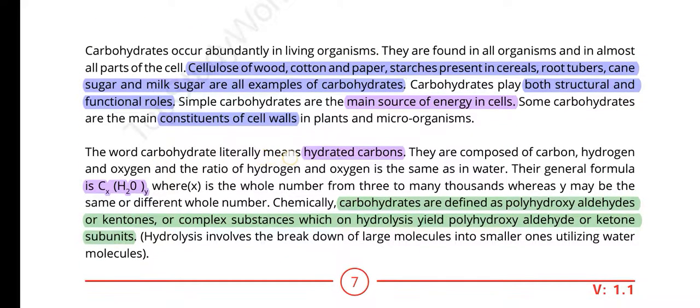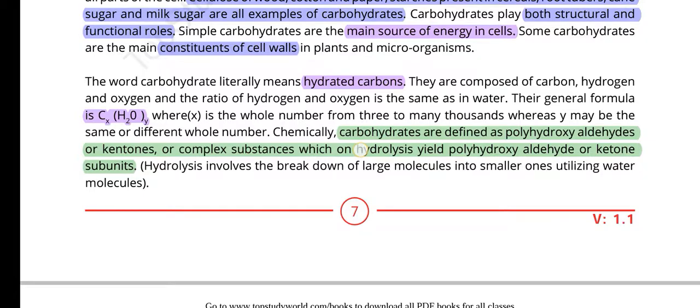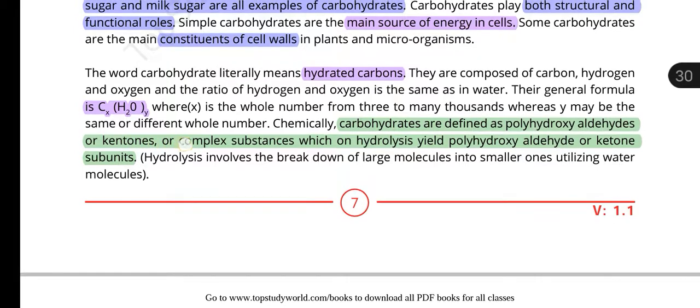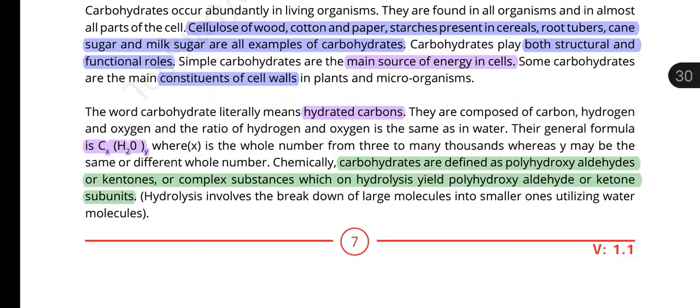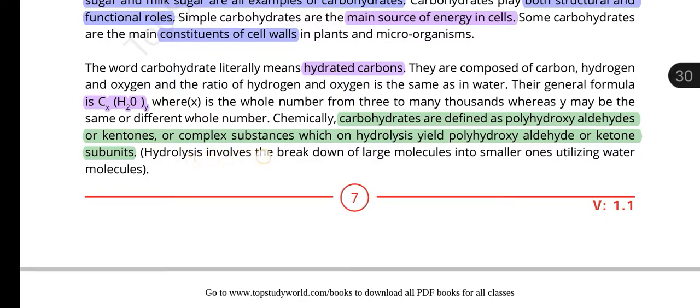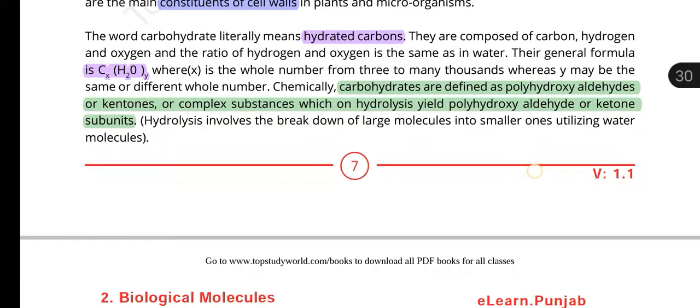The word carbohydrate literally means hydrated carbons. What is the exact definition? Carbohydrates are defined as polyhydroxy aldehydes or ketones, or complex substances which on hydrolysis yield polyhydroxy aldehydes or ketones. And what is their formula? The general formula is CxH2Oy, and here you can see the ratio of hydrogen and oxygen is the same as in water. What is meant by hydrolysis? Hydrolysis involves the breakdown of a large molecule into smaller ones utilizing water molecules.